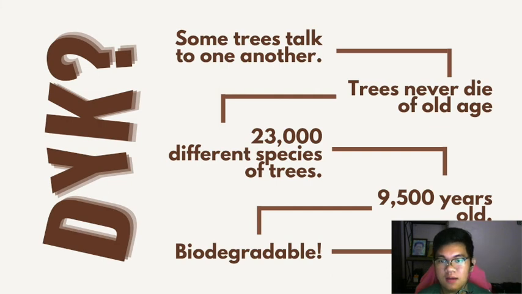And secondly, trees never die of old age. Trees are only ever killed by elements outside of their control, including insects, diseases, and people. That's why sometimes, if they are really lucky, a tree could live to well over 1,000 years old. There are more than 23,000 different species of trees that can be found on Earth.